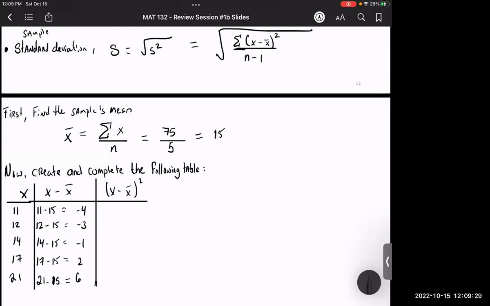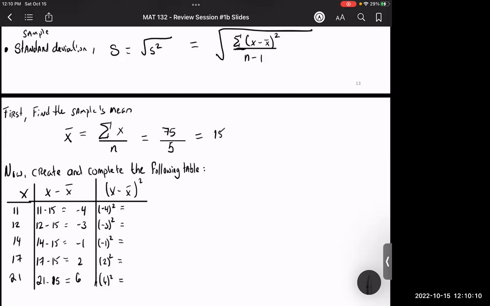So now we're going to square each one of the values that we got in column 2. We take -4 squared, -3 squared, -1 squared, 2 squared, and 6 squared. Just be careful when you enter this in your calculators. Remember that anytime you have a negative number and you square it, the result is always going to be what type of number? It has to be positive. A negative number squared is always positive. So just be mindful of that.